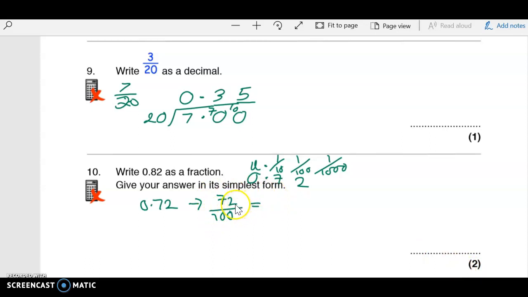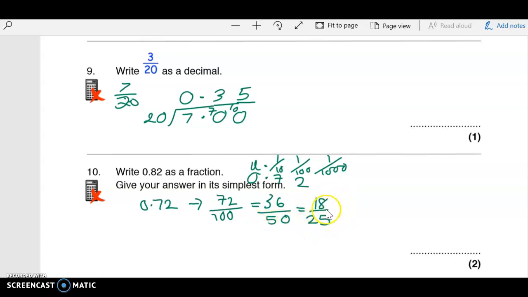So cancelling it down is dividing both of the numbers by the same number. Okay, now these are both even, so I can definitely divide by 2. So if I half, which is what dividing by 2 is, the top, I get 36, and if I halve the bottom, I get 50. Now I know I can go again because these are both even, so I can divide by 2. So 36 divided by 2 is 18, and half of 50 is 25.